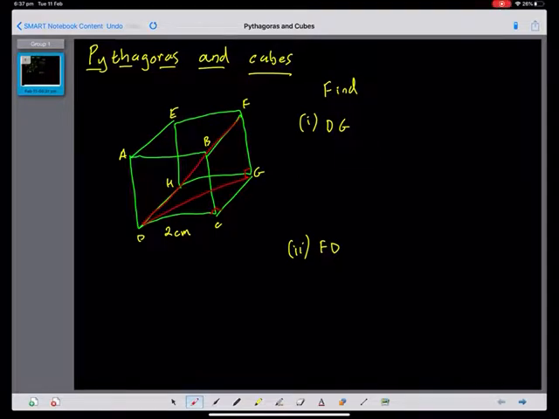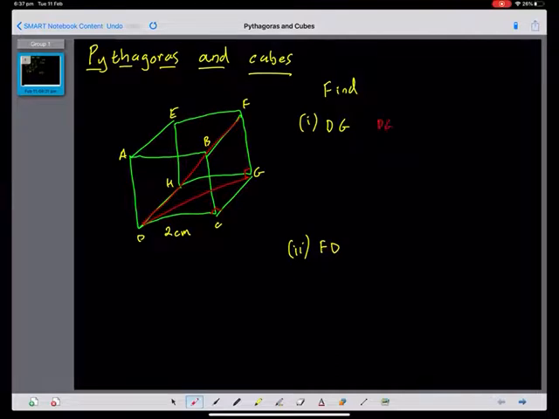So, Pythagoras and cubes. We have a cube, and remember the property of a cube is that all the faces are congruent and the sides are the same. So we have a cube here, 2 centimeters, so that means every edge is 2 centimeters. It's asking us to find DG, and I've drawn in the right-angled triangles. So let's do our Pythagoras' theorem.